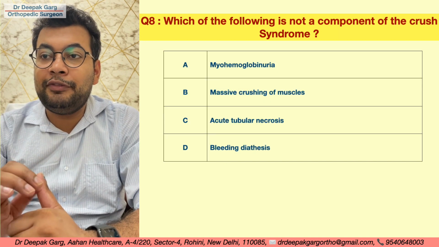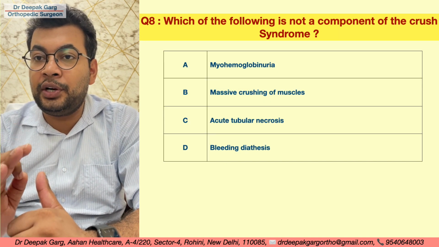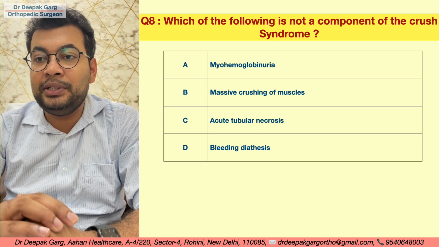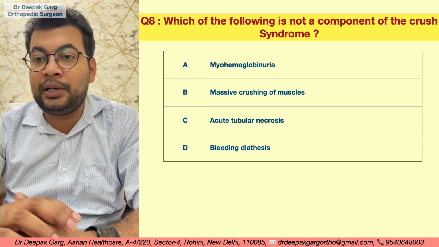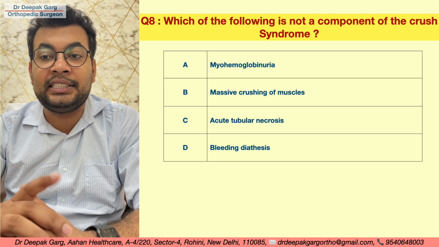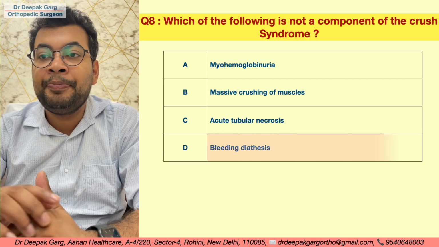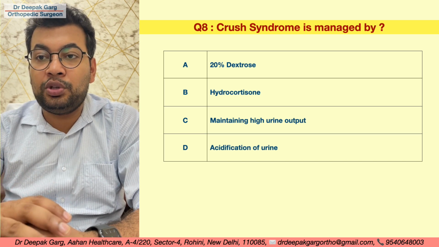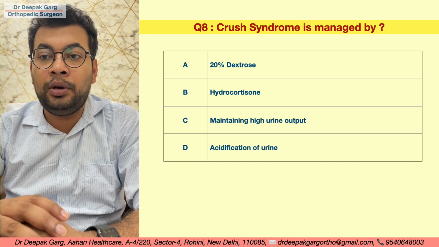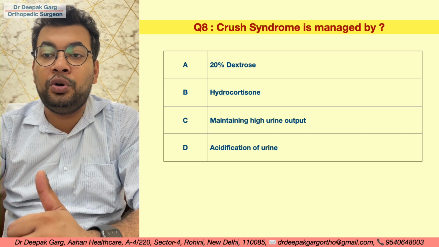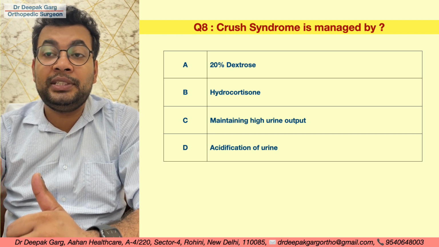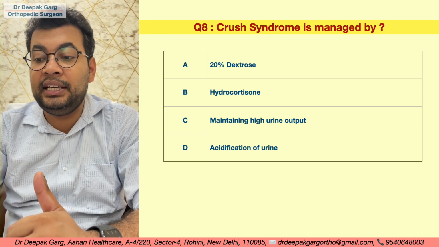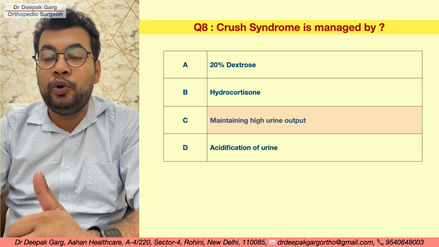Next question: which of the following is not a component of crush syndrome? Myoglobinuria, it is a component. Massive crushing of muscle is a component. Acute tubular necrosis is a component. Bleeding diathesis, it is not a component. So the answer is D. Crush syndrome is managed by 20% dextrose, hydrocortisone, or maintaining a high urine output. Maintaining a high urine output is the main key component of management in crush syndrome. So the answer is C, maintaining high urine output.